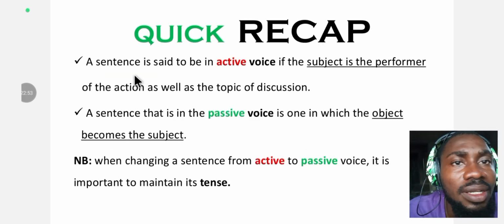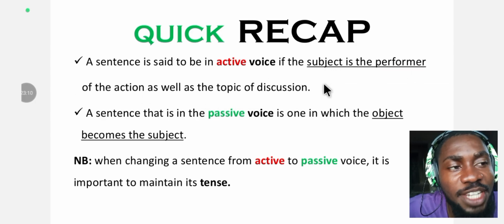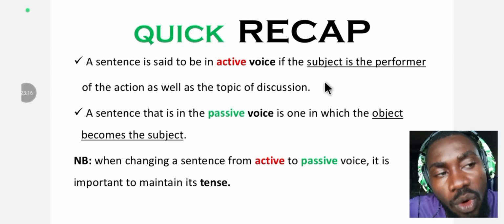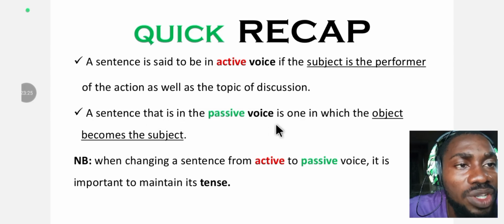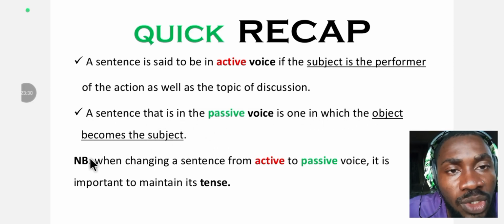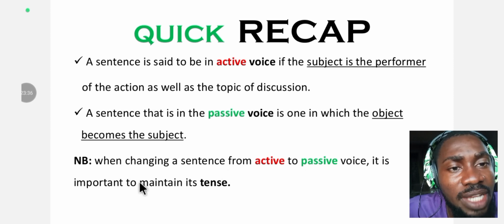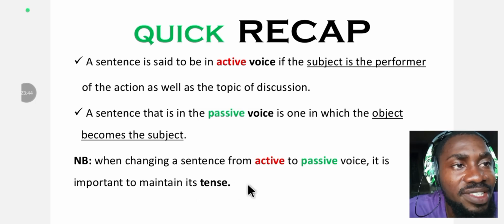A quick recap says, a sentence is said to be in an active voice if the subject is the performer of the action as well as the topic of discussion. That's the active voice. Looking at the next we have here, a sentence that is in the passive voice is the one in which the object becomes the subject. Never you forget that. Note something very important here. When changing a sentence from active to passive voice, it is important to maintain its tense. Always maintain the tense of the sentence when converting from active to passive voice.